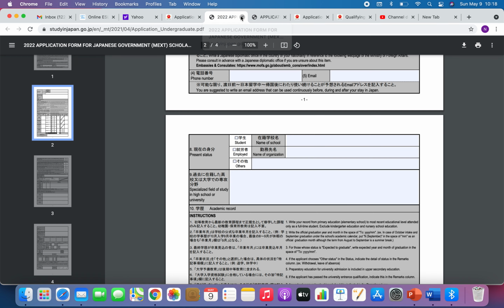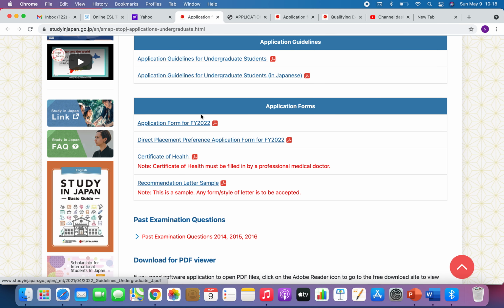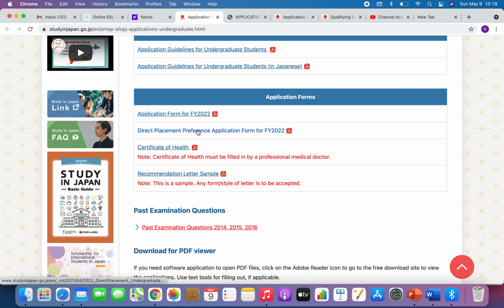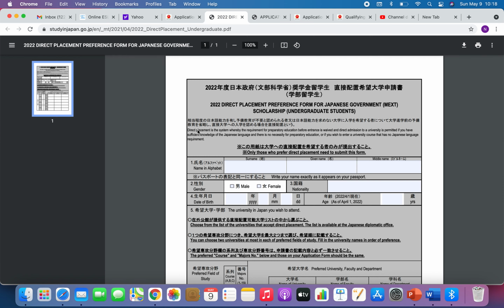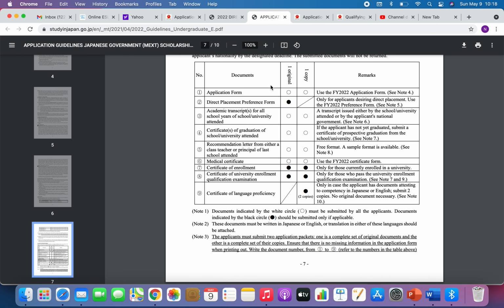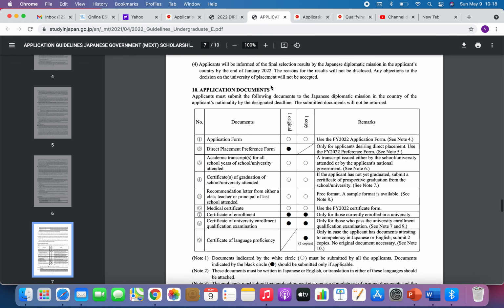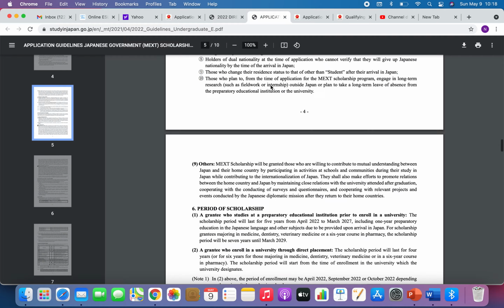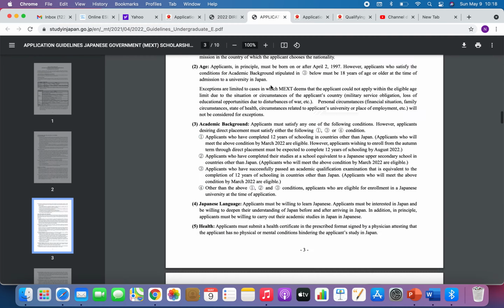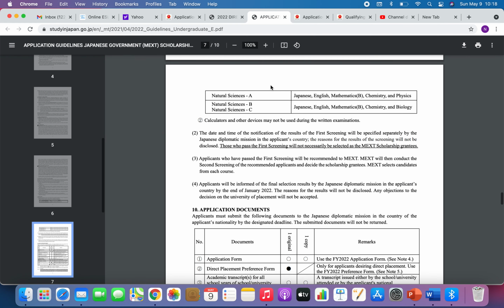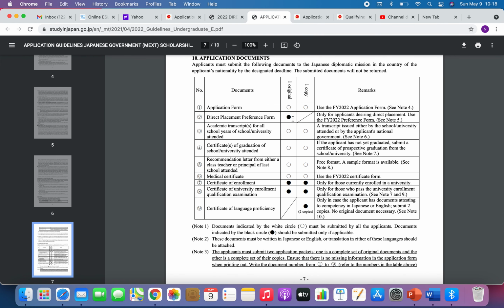Okay. So the next thing we also have is the direct placement preference application form. So in this case, let's go back to the application form. So for the direct placement preference form, sorry, I needed to indicate. As you can see, it's in a black circle, so it's not something that you must submit. It's not obligatory. It is only if applicable that you should submit.